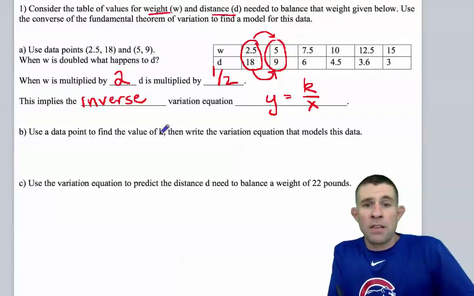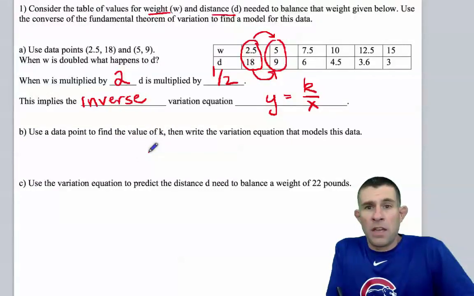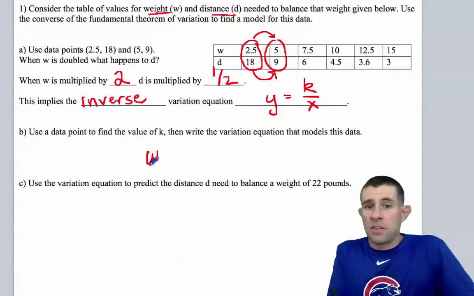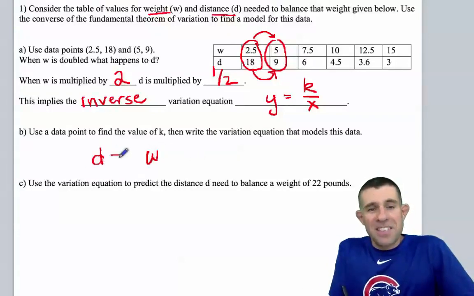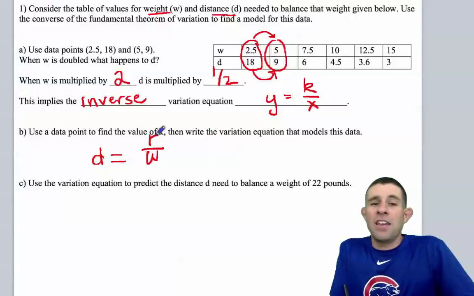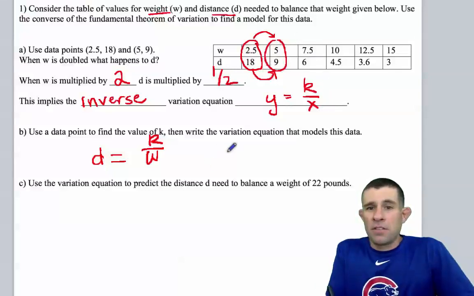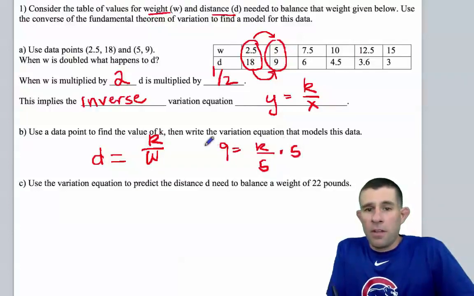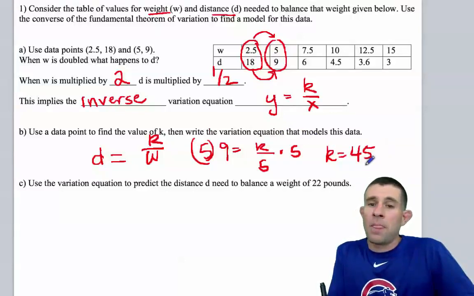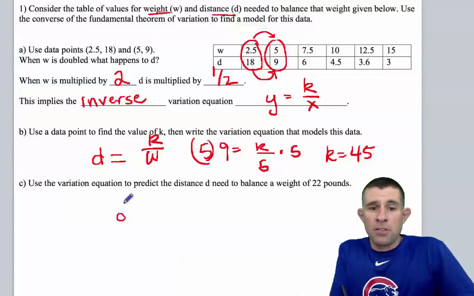So let's do that. We're going to take a set of data points from our table. We'll say W is our independent variable, and D, our distance, is equal to k divided by W. There's our model. Let's substitute in some known values, such as 9 equals k over 5. Now I need to multiply both sides by 5. The constant of variation is going to be equal to 45. Okay, so my model now should read distance is equal to 45 over my weight.